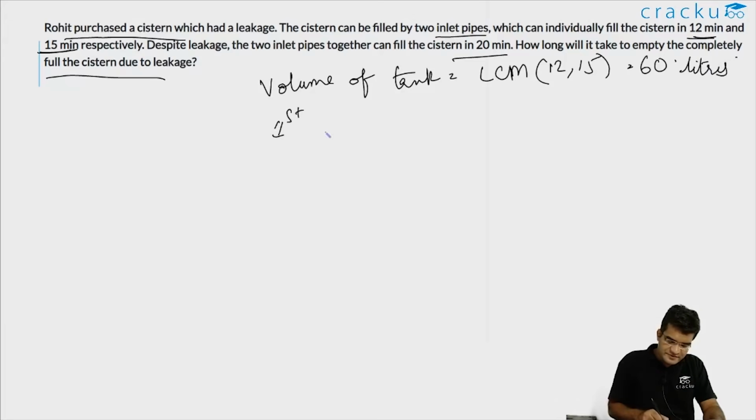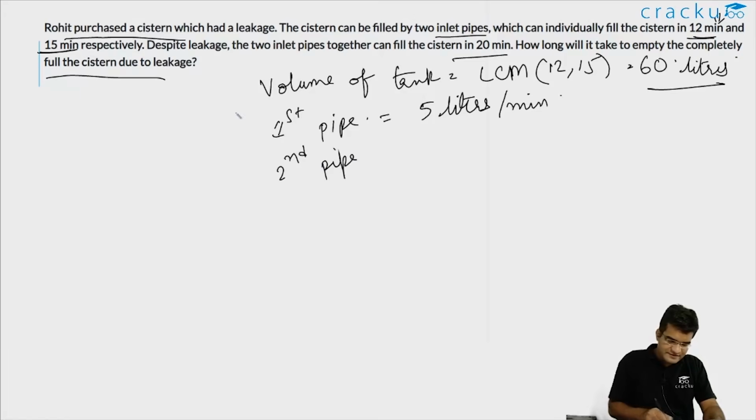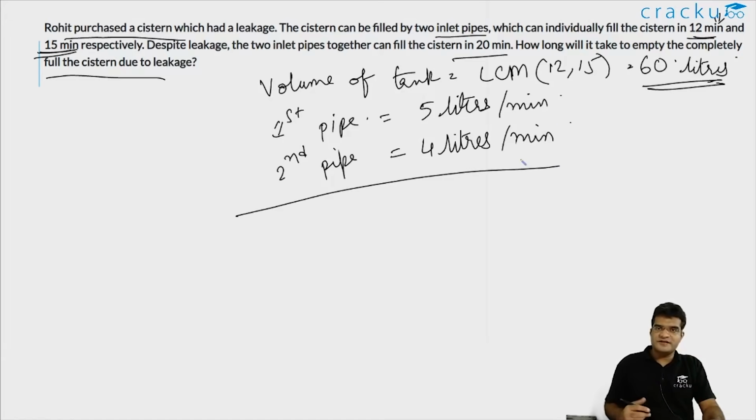The first pipe will fill the tank in 12 minutes. So in 12 minutes it will fill 60 liters. So in every minute it will fill 5 liters per minute. The second pipe will fill the tank in 15 minutes. Therefore, in 15 minutes it will fill 60 liters. So every minute it fills 4 liters. Now if both of them are open and if there is no leakage, the amount of water that will be filled every minute will be 9 liters per minute.